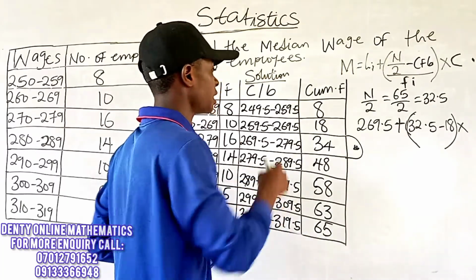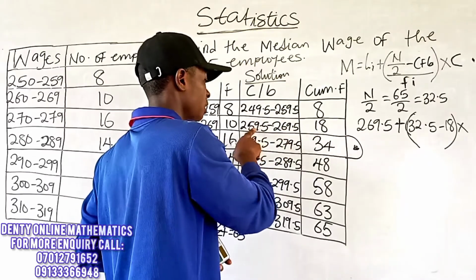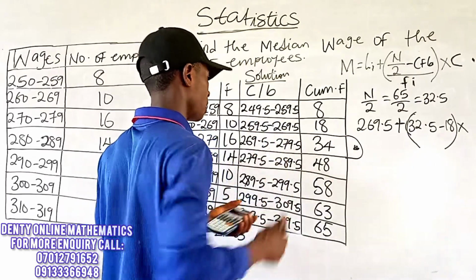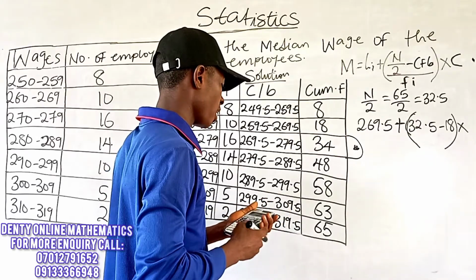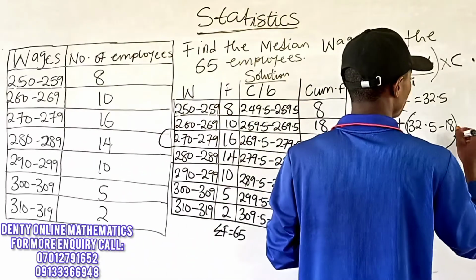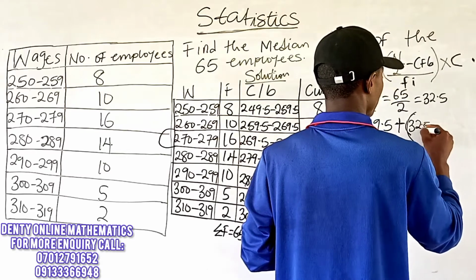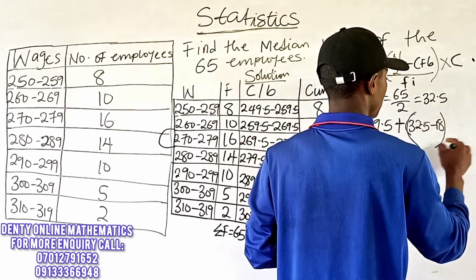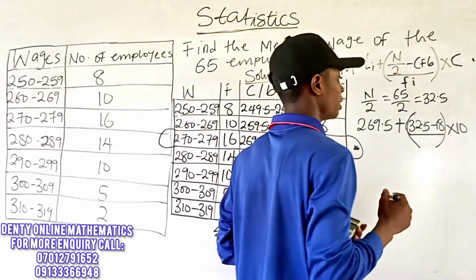Now, how do you calculate the class size? Upper class boundary minus lower class boundary. Now, let's do that. 279.5 minus 269.5. Our class size is what? 10. So I can simply put it as 32.5 minus 18, times 10. You get it?